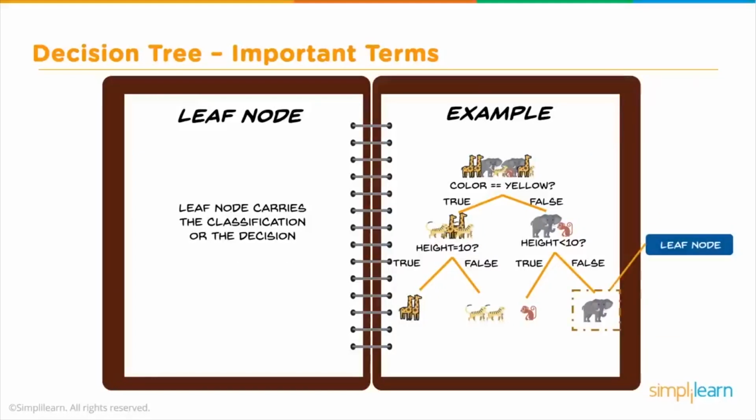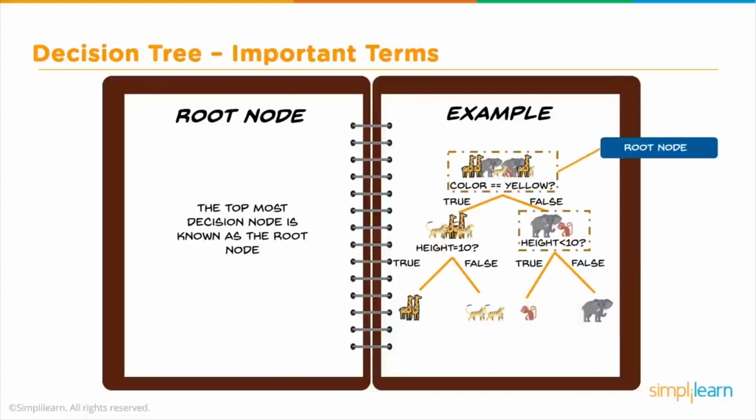Finally, we went over the different parts of our tree. They call the leaf node the node that carries the classification or the decision, so it's the final end at the bottom. The decision node has 2 or more branches. This is where we're breaking the group up into different parts. And finally, you have the root node. The topmost decision node is known as the root node.